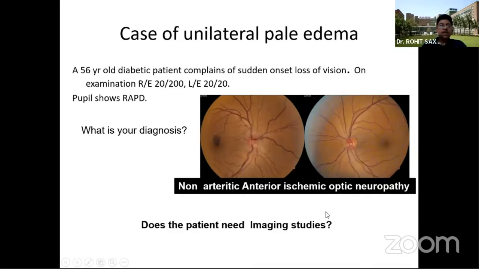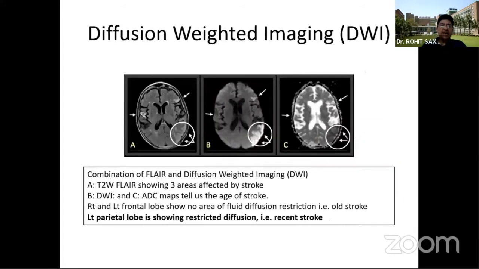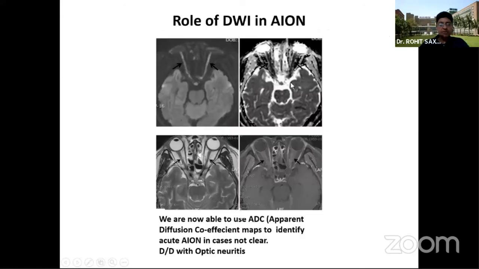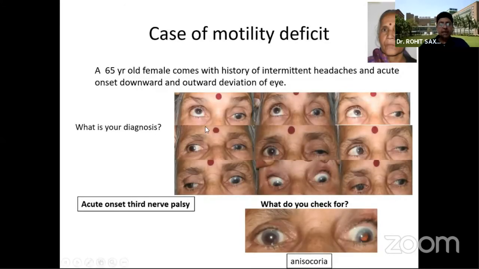Case of unilateral pale disc edema, possibly NAION. Do you need to image? Really, NAION is a diagnosis made clinically, but now we have diffusion weighted imaging that may over time help us differentiate in those borderline cases where we are not clear whether it's an ischemic neuropathy or an atypical optic neuritis like MOG or NMO that can present in an older population. Till now we used to think older age group, think AION, but now because you have atypical presentations of optic neuritis, maybe in the long term, diffusion weighted imaging may help.